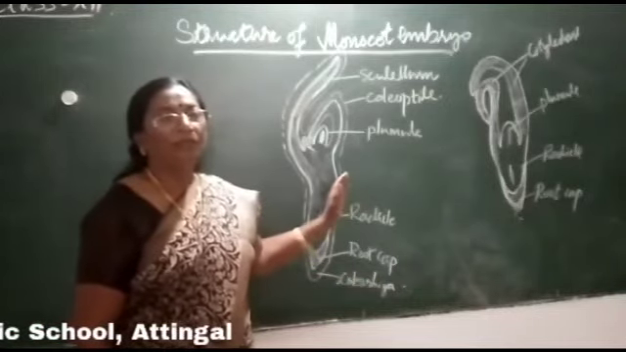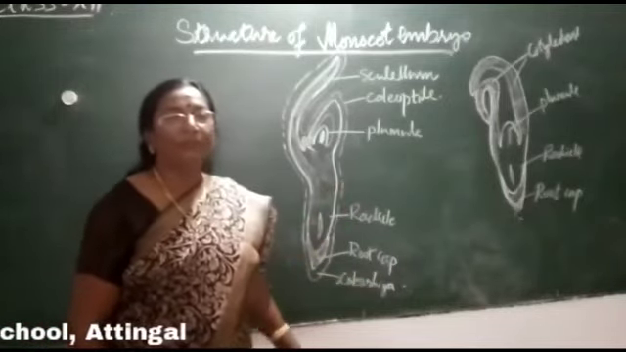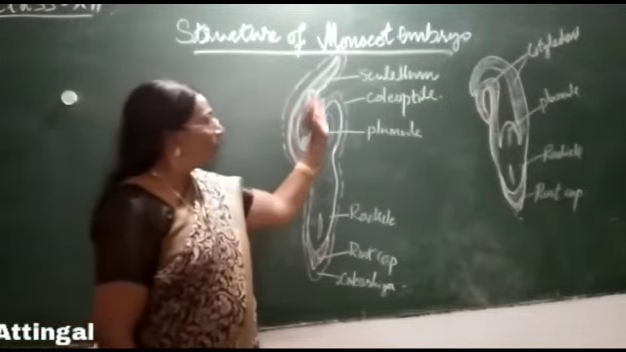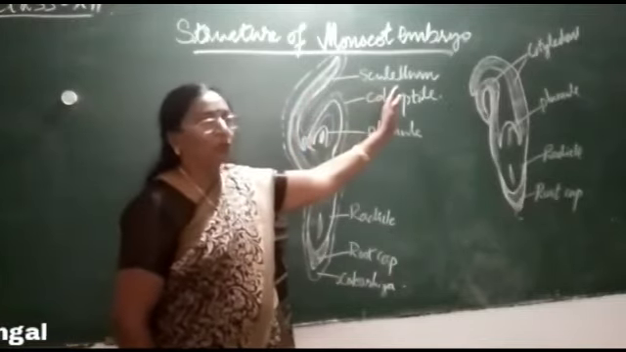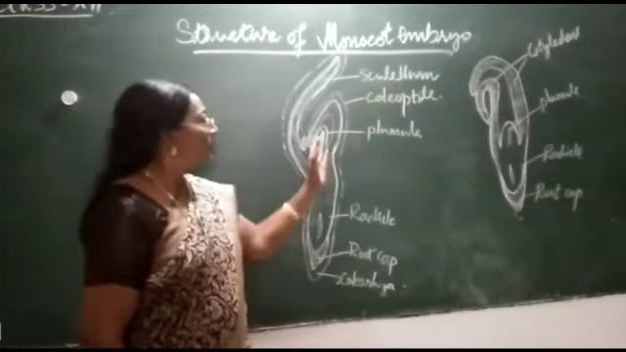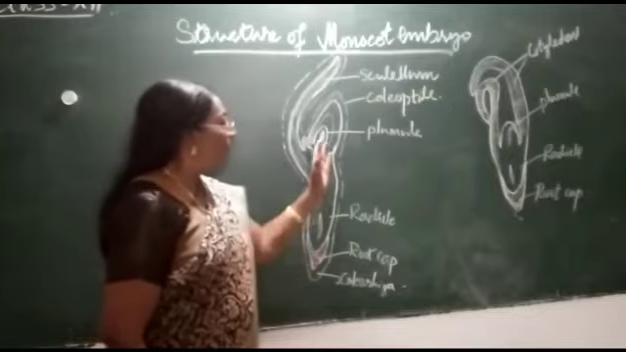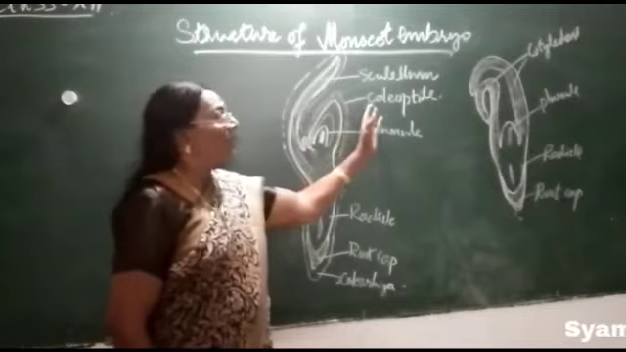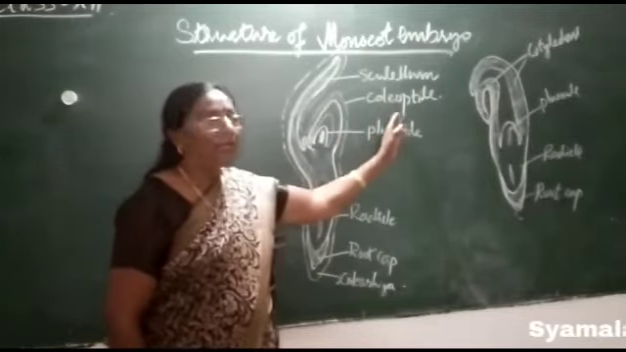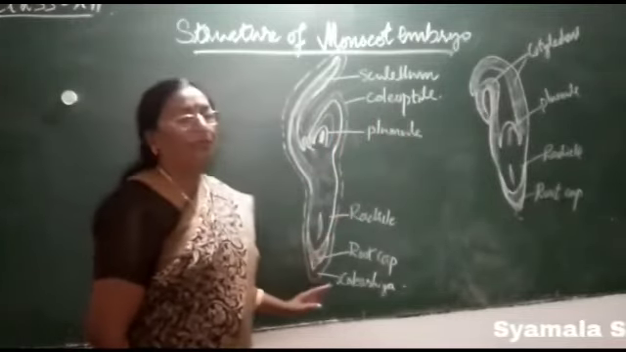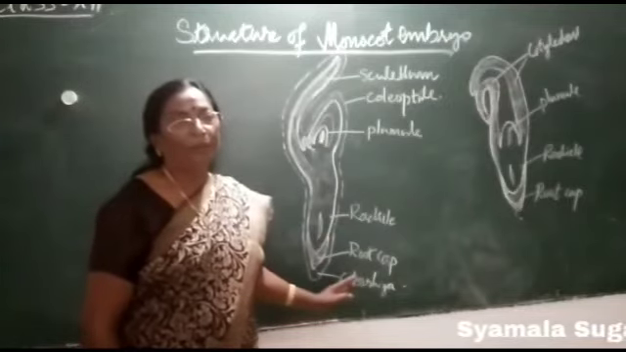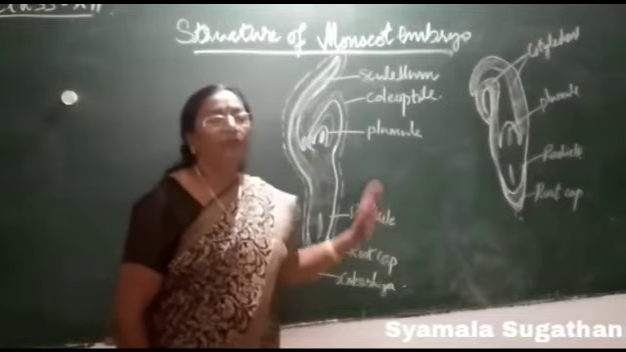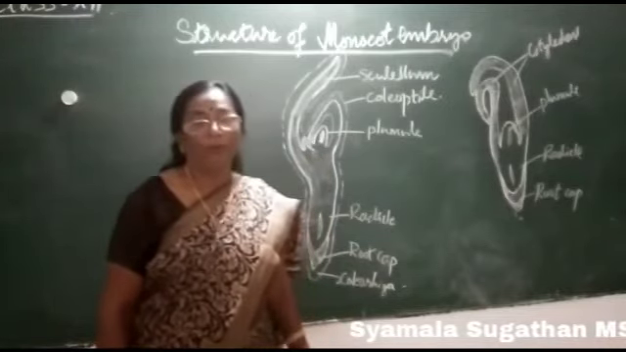Here the embryo is very small. Major portion of the seed is occupied by endosperm, and here only one cotyledon is there, which is known by the name scutellum, and the embryonal axis consists of plumule and radicle. The plumule is protected by a protective covering known by the name coleoptile, and the radicle is protected by coleorhiza. This much about the structure of monocot embryo.